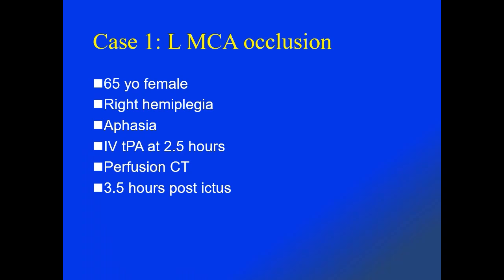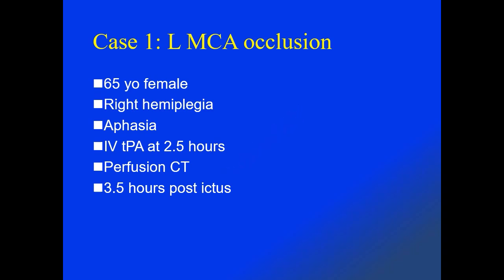To illustrate the importance of understanding the perfusion state of the patient at presentation, there are two cases I'd like to share with you. The first case, a 65-year-old female presented with acute left MCA occlusion, right hemiplegia, aphasia, and patient received IV tPA at 2.5 hours and obtained perfusion CT following that.